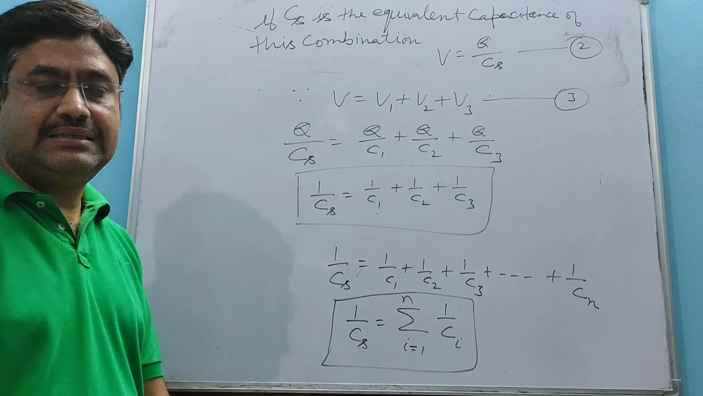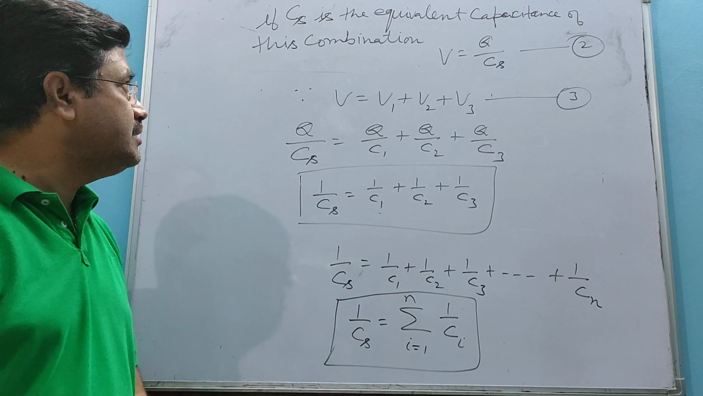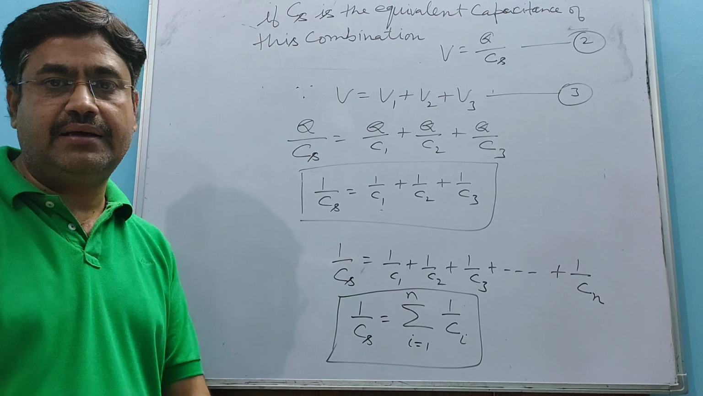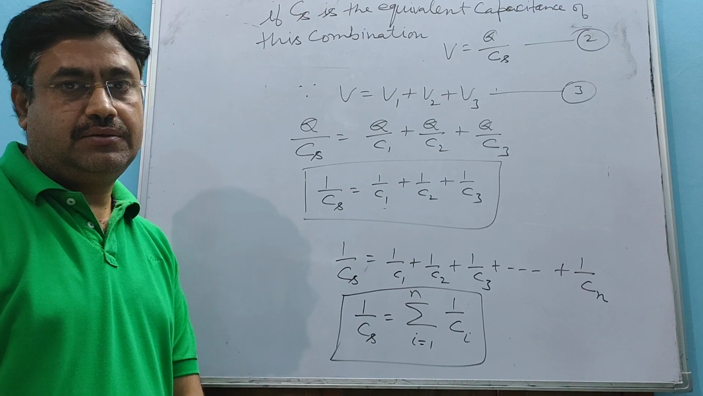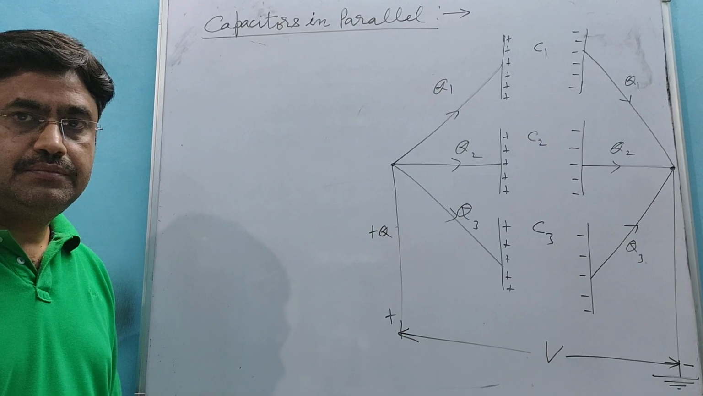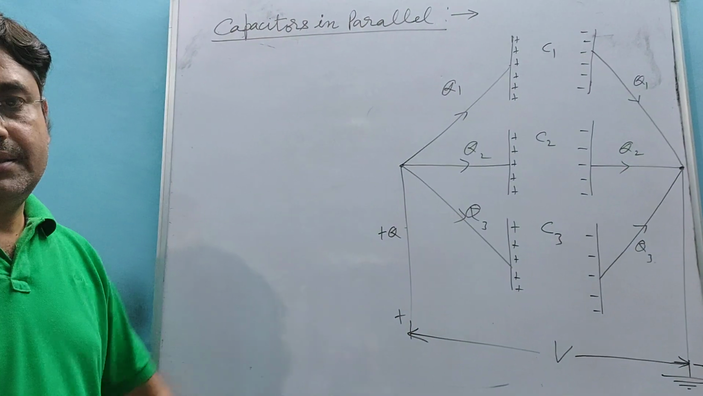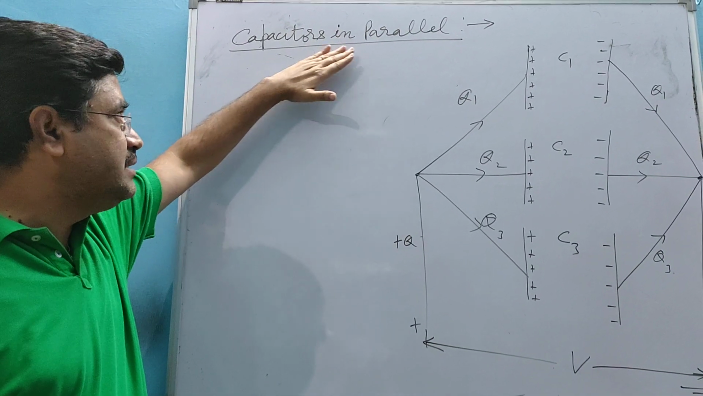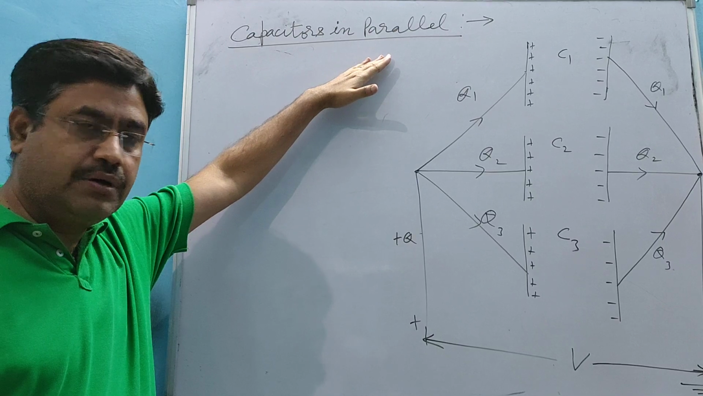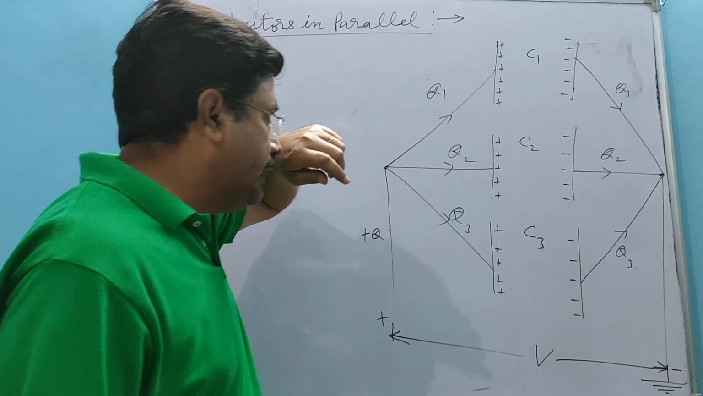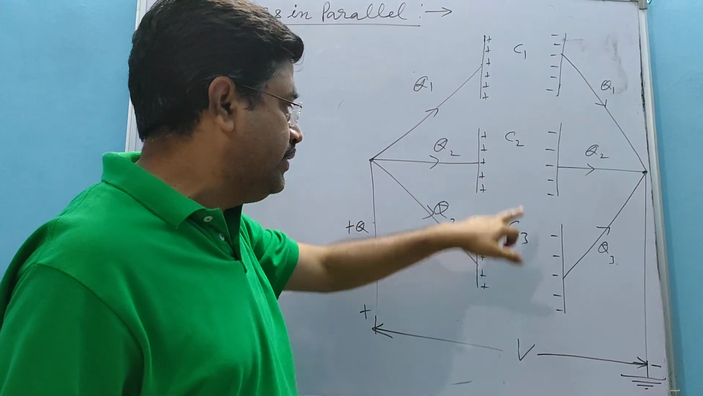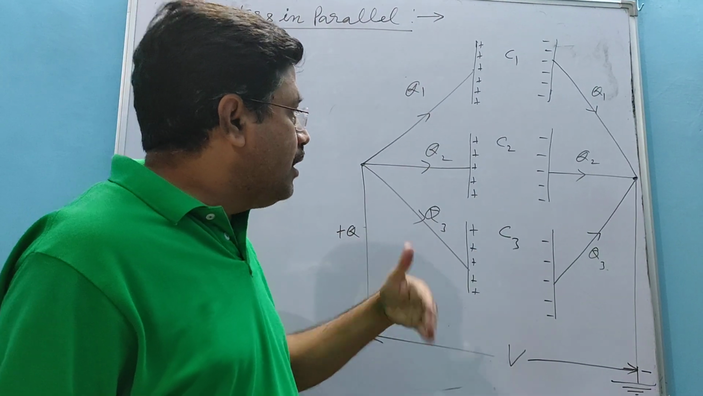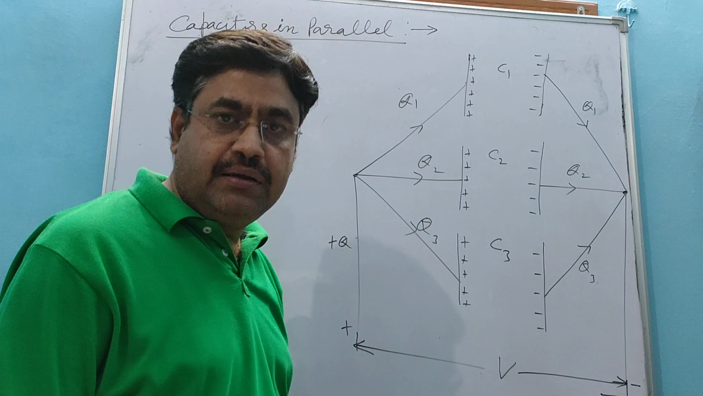Now we discuss another topic, that is when capacitors are connected in parallel. How can we find the equivalent capacitance? Students, now we discuss the topic capacitors in parallel. Now you see there are three capacitors C1, C2 and C3. Now how do we identify that they are connected in parallel?